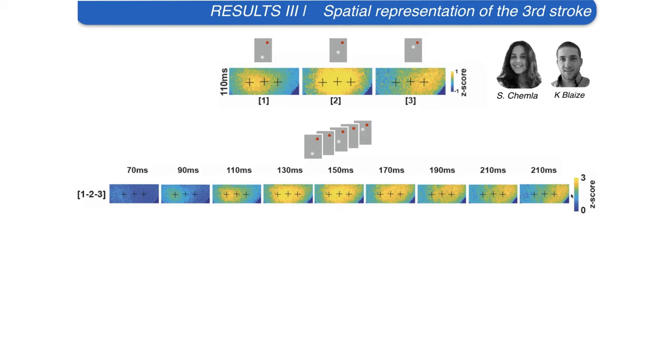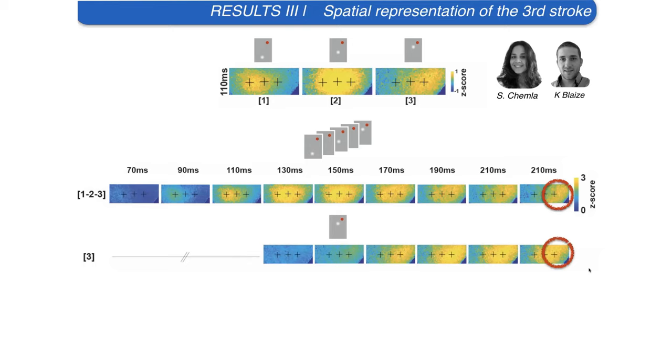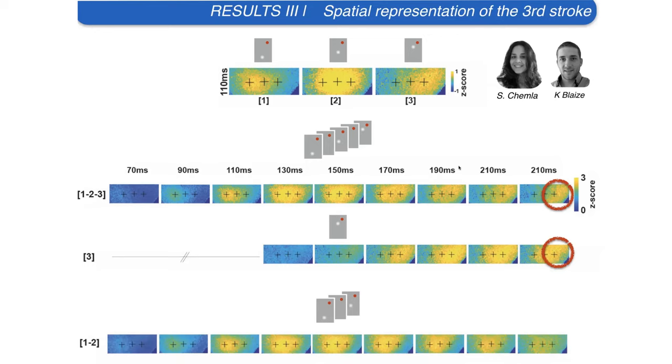Actually, when you compare the activity evoked by the third stroke in the apparent motion sequence with the first stroke alone, this is the first thing that Kevin saw in one session. One of the key points is that we observed a difference in this activity. Actually, what we said is that if we really want to compare them, we have to take into account that there was an activity generated by the first two strokes in the three-stroke apparent motion sequence.